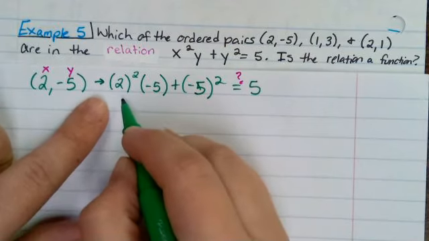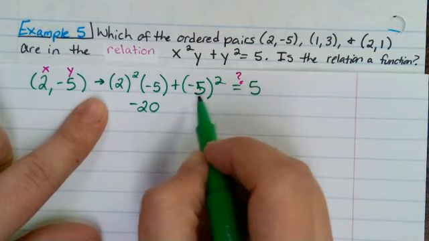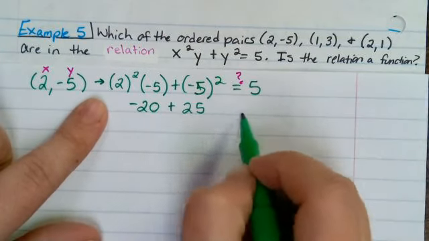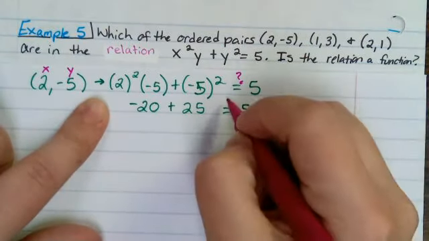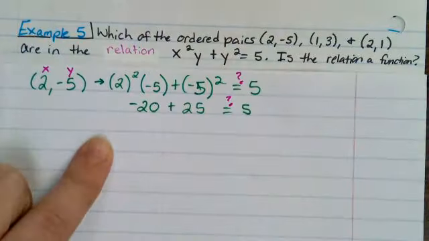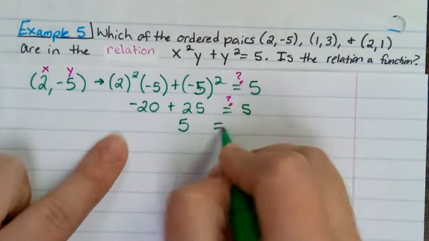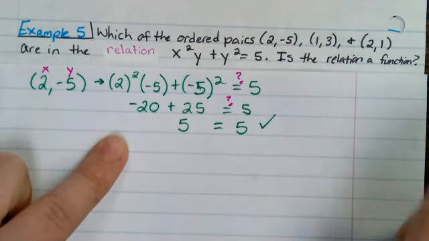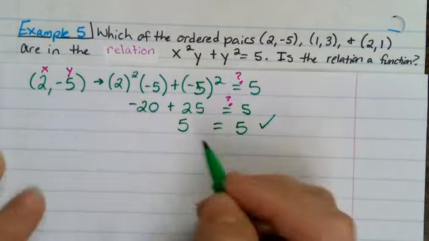2 squared is 4, and 4 times -5 is -20, right? Then we have plus (-5) squared. -5 squared is 25. Again, you're asking yourself, does this equal 5? All right, -20 plus 25 makes 5. And does 5 equal 5? Why, yes, it does. And that means that that point is in the relation.